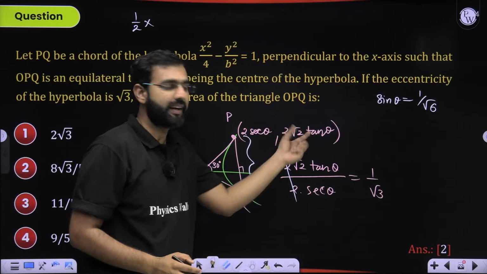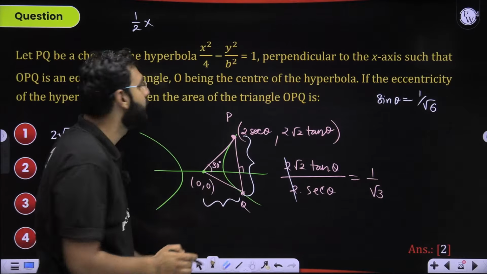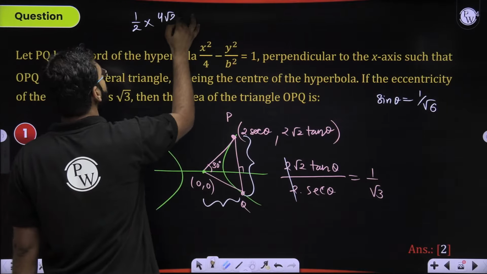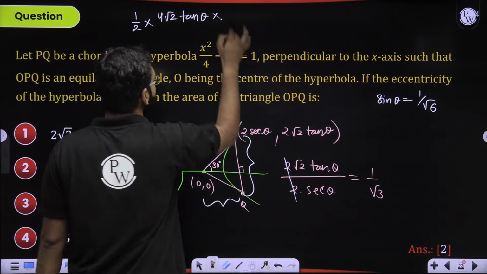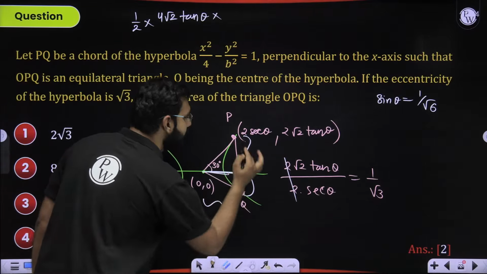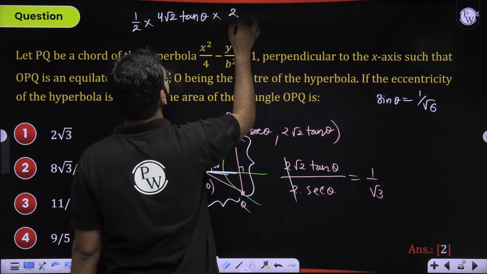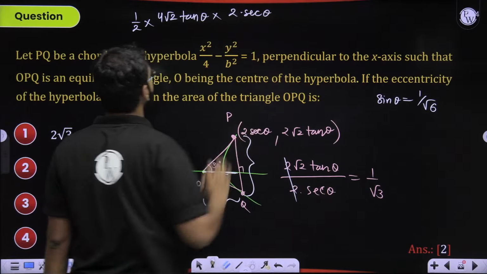So 2 root 2 tan theta here, 2 root 2 tan theta here. So it should be 4 root 2 tan theta. That's your base into height. So this is your height. Height is 2 sec theta. So this should be 2 sec theta. Everybody with me on this?